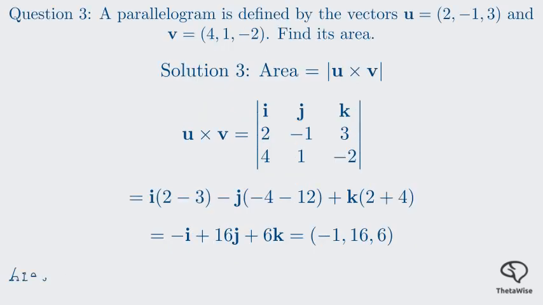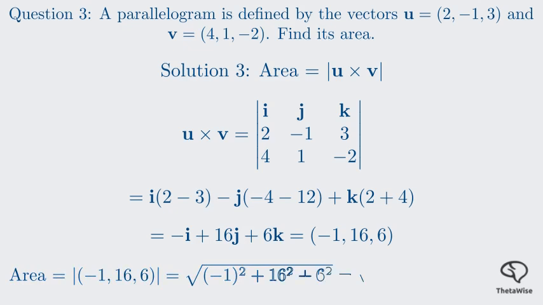Now we find the magnitude of this vector. The magnitude is the square root of 1 plus 256 plus 36, which is the square root of 293. The area of the parallelogram is the square root of 293 square units.